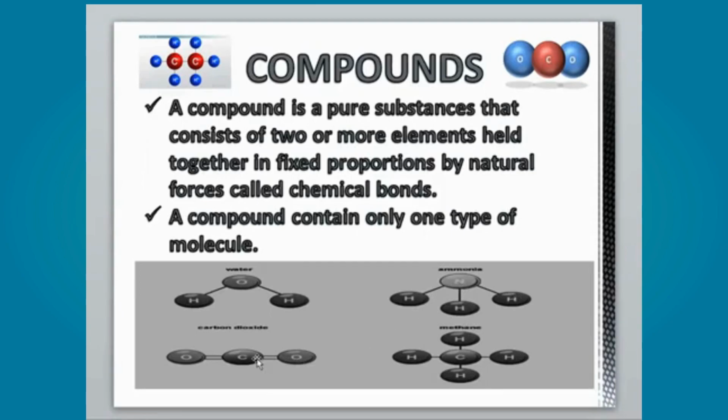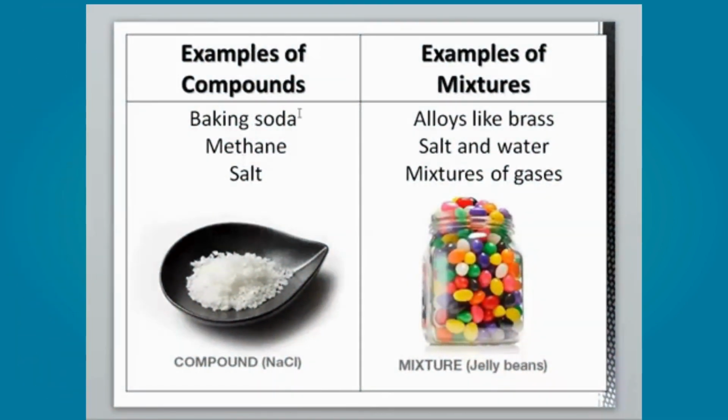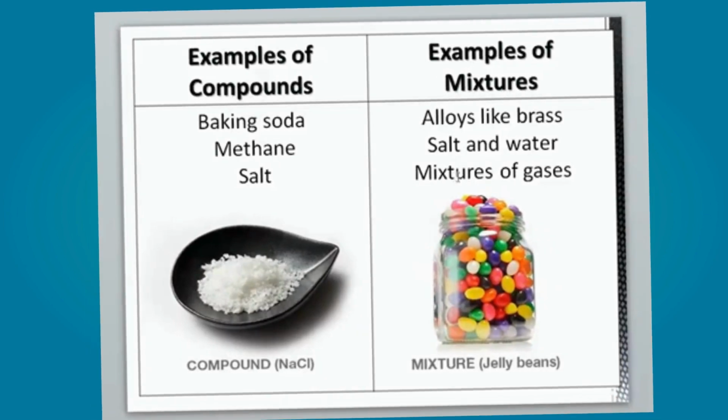If we are talking about carbon dioxide, it means carbon. Example of compound: baking soda, methane, salt, NaCl. Example of mixture: alloy like brass, salt and water, mixture of gases.